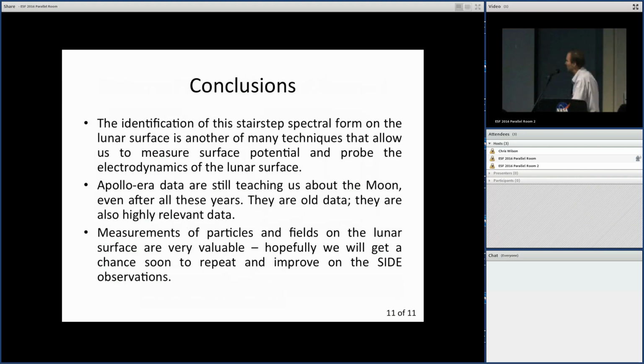And the final point I'd like you to take away from this presentation is that measurements of particles and fields on the lunar surface are very, very valuable. And I hope that we'll get a chance sometime soon to repeat and improve on the SIDE observations. That is, to put an ion spectrometer on the lunar surface to get data, because the SIDE data set is an invaluable and unprecedented data set that keeps giving.